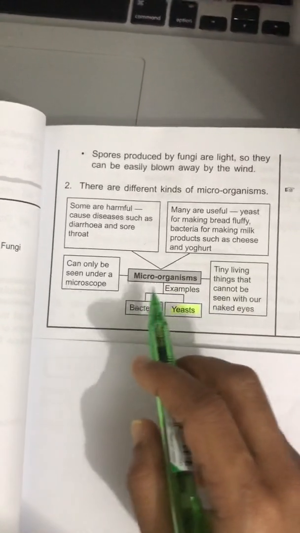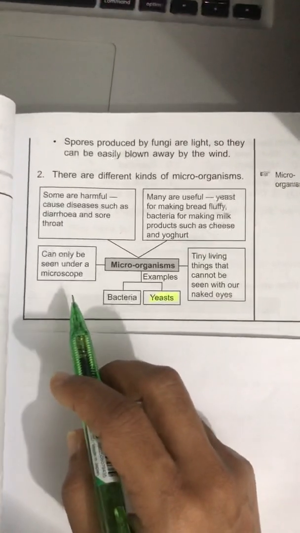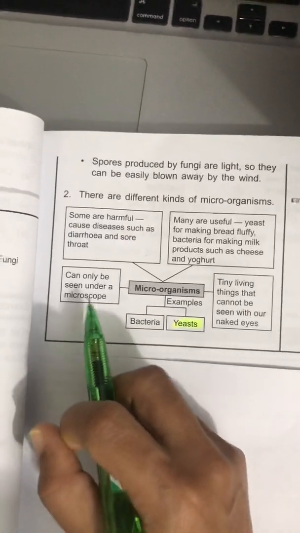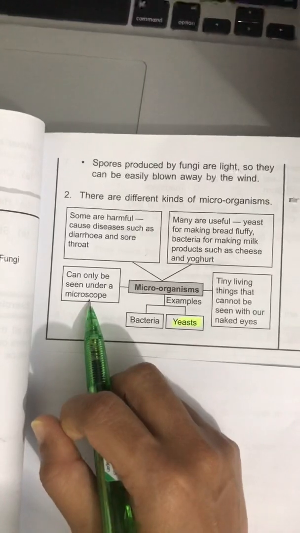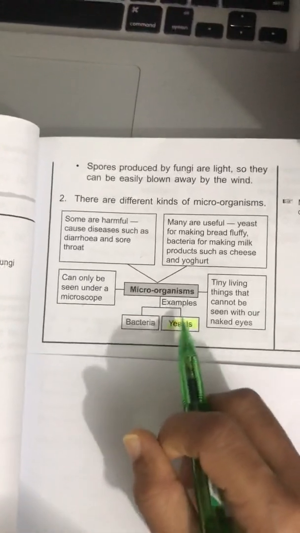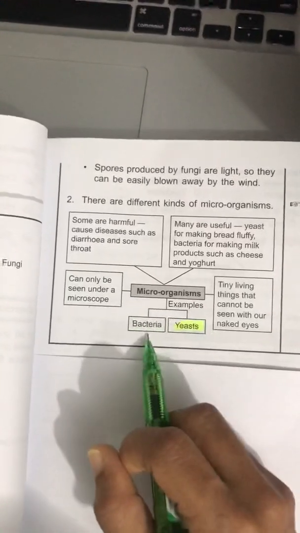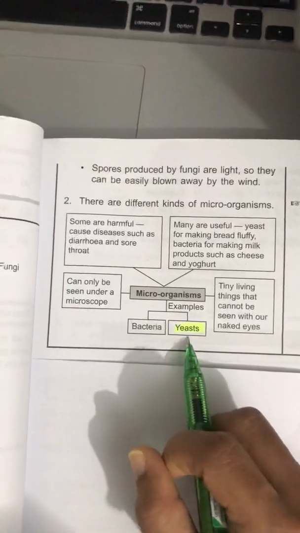Bacteria cannot be seen with our naked eyes. We need something to help us see the bacteria. The tool is the microscope. Right? Here are the examples of microorganisms. Microorganism examples are bacteria and yeast.